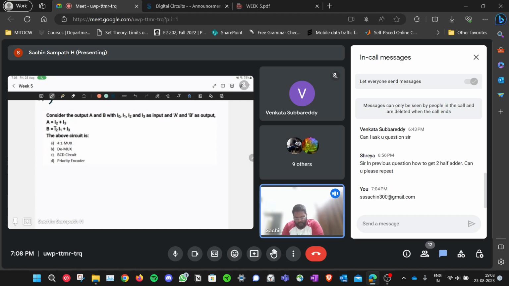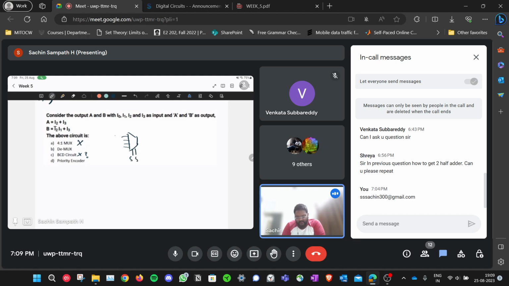And then A, you have 4 inputs I0, I1, I2, and I3, 2 outputs A and B, and the expressions for the outputs are given. They're asking you what circuit that is. Well, first thing is first, there are 2 outputs, right? So it can't be a 4:1 mux, right? There doesn't seem to be anything related to BCD, so it's probably not BCD. Dmux also, Mux and Dmux are simply opposites, right?